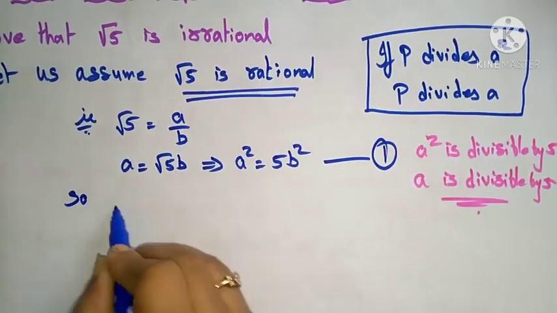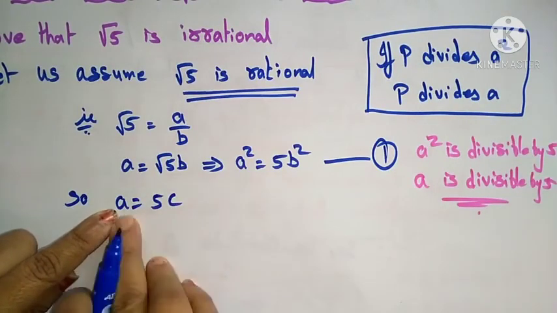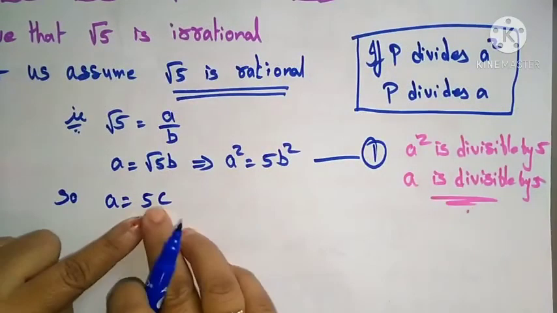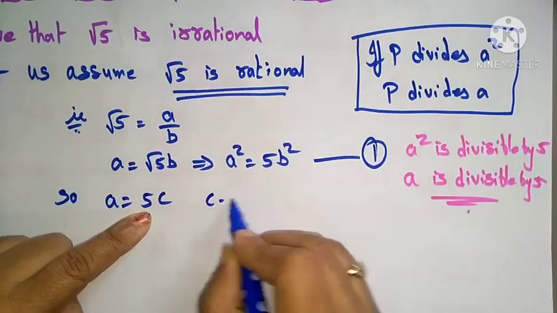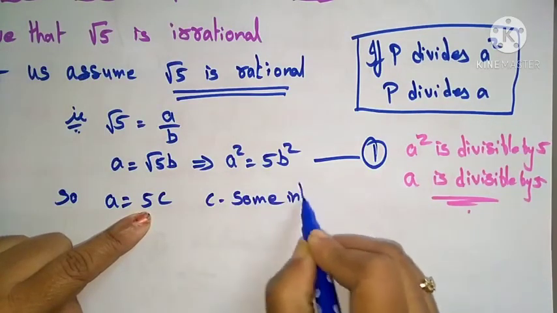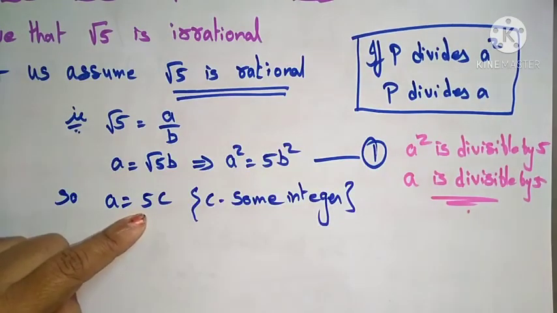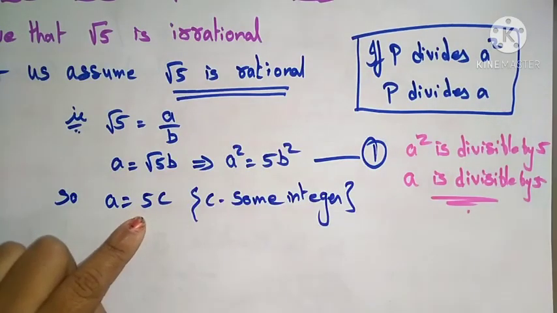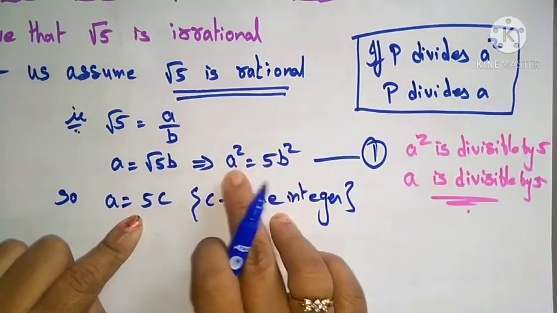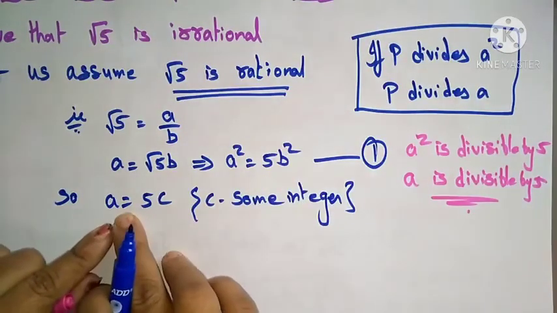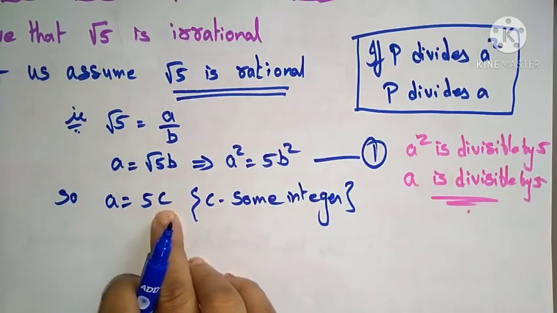So I am taking a is equal to 5c, since a is divisible by 5. We know that c is equal to a by 5 according to our theorem. Here, what is c? c is nothing but any integer. Not only c, whatever alphabet you want, you can take it, but it represents an integer. So according to this theorem, if a square is divisible by 5, then a is divisible by 5. So I am taking another expression, taking c as a constant here.